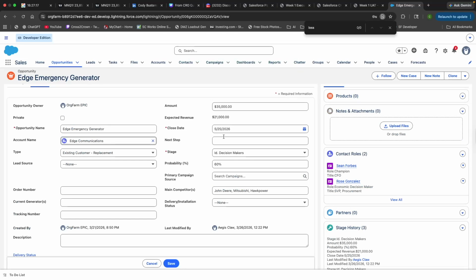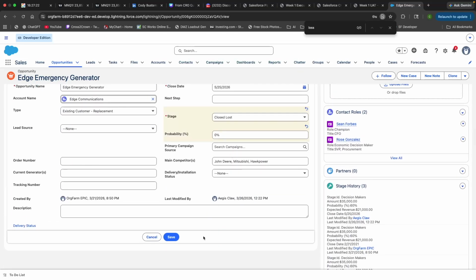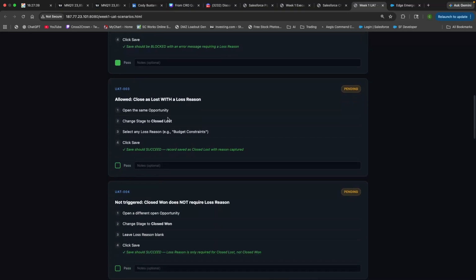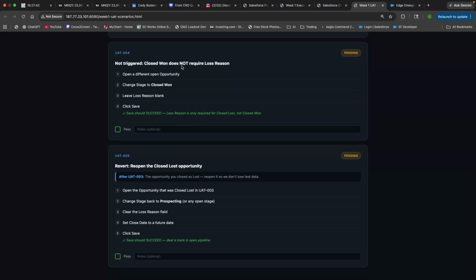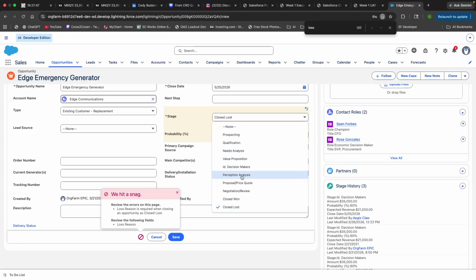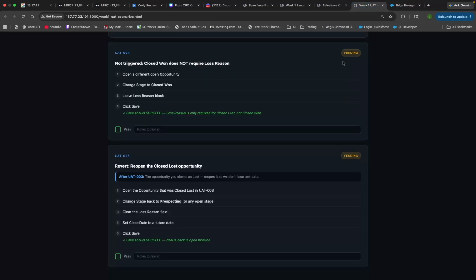Now it should still stop me from going to close loss because I don't have a close loss reason. So let's see here. Loss reason required when closing an opportunity as closed lost. Review the following fields: loss reason. Okay, cool. So that works, but I can't see the field, which means I can't complete this test either. Close won does not require loss reason. All right, so let's go ahead and check this to close won. Does not require a lost reason.